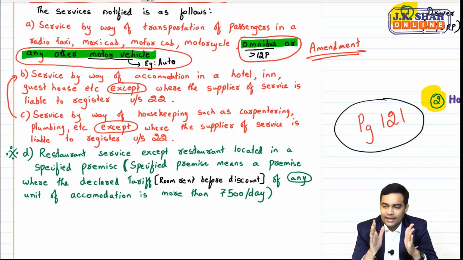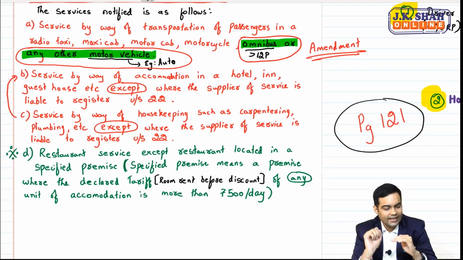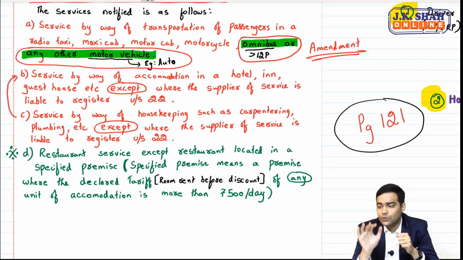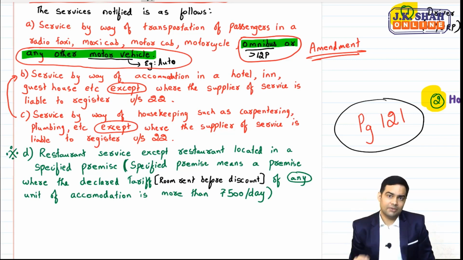Now, for restaurant service, the e-commerce operator would pay the tax. If a restaurant is providing service through Swiggy, Zomato, then Swiggy, Zomato will be responsible to pay tax to government. See, government came up to this with a specific conclusion, and that specific conclusion was a lot of restaurants are not paying tax, and then they made it clear that in such cases the e-commerce operator would be responsible to pay the tax.